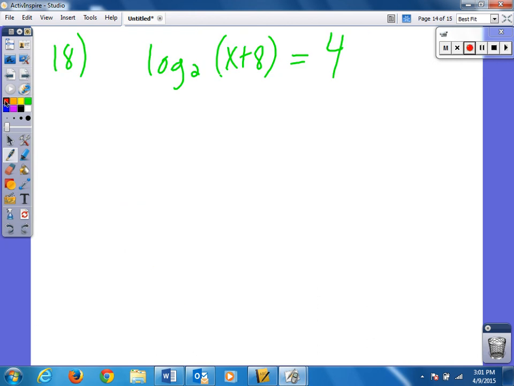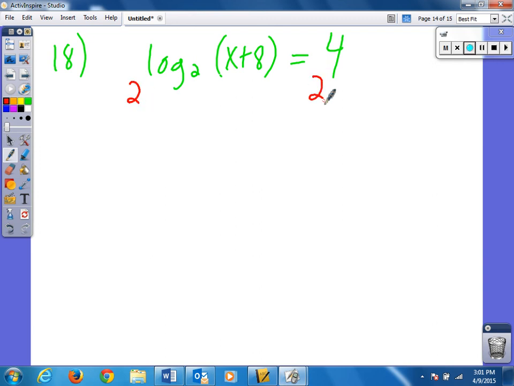Number 18. All right, we have the log base 2 of x plus 8 equals 4. So in order to undo that logarithm, we need to raise it as an exponent on 2. So a log base 2 and 2 to some power, that cancels out. So what we're going to do is we're just going to raise both sides as exponents on 2.